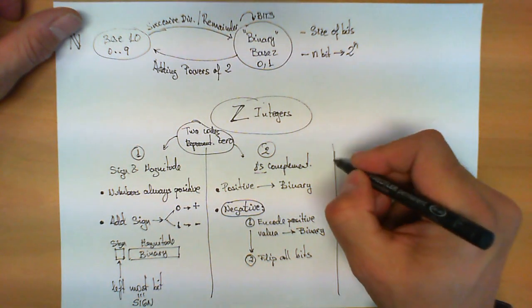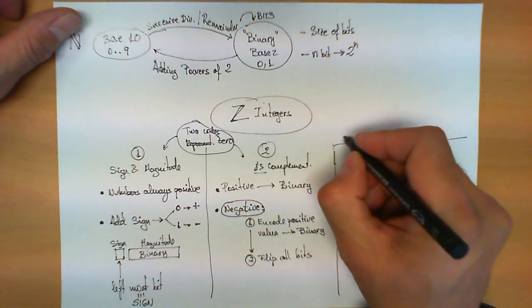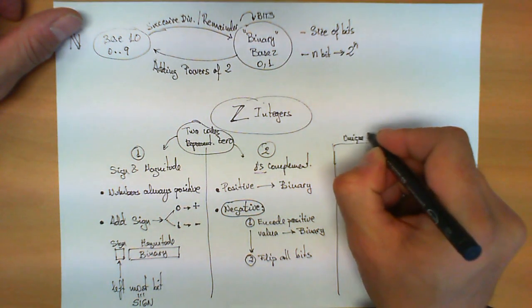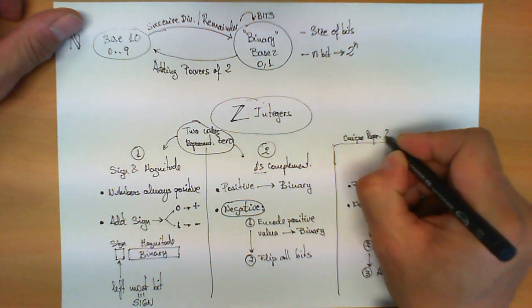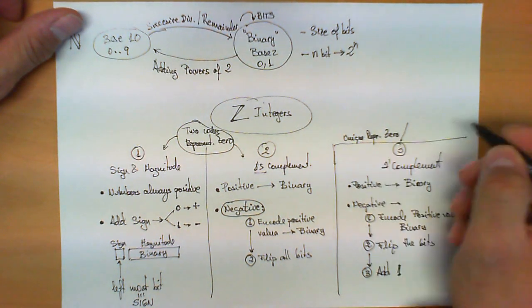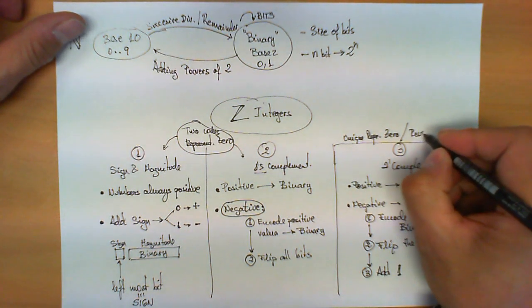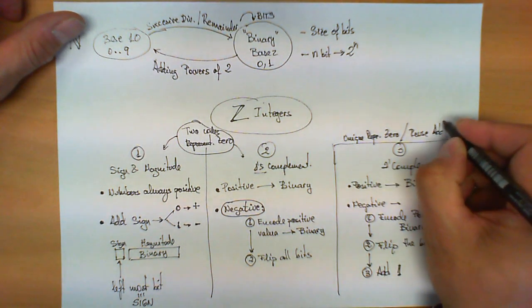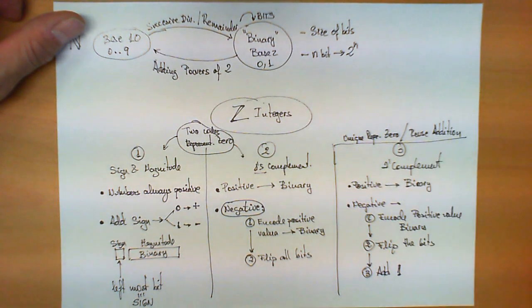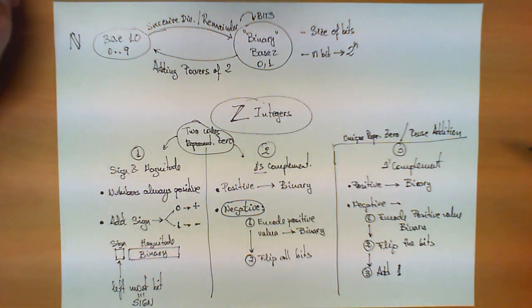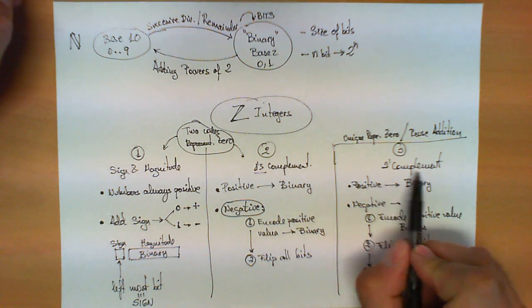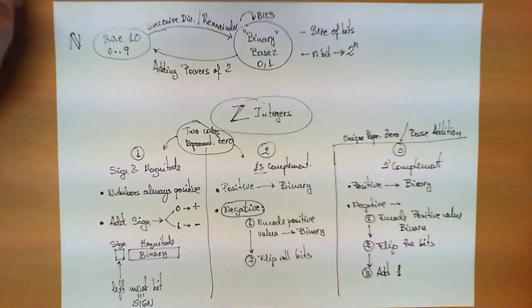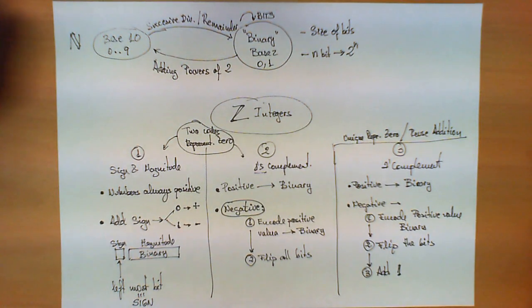Now, this code has two big advantages. It has a unique representation for number 0, and we can reuse the regular addition. We can add two numbers independently of whether they are represented as 2's complement or regular binary, the rules of the addition are the same, and the result is correct.